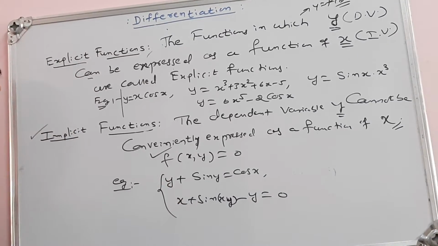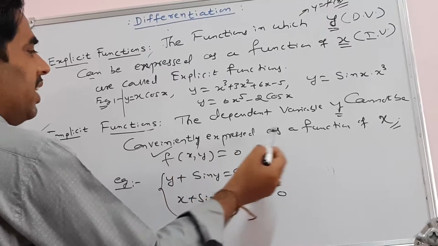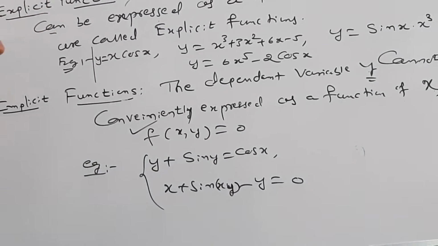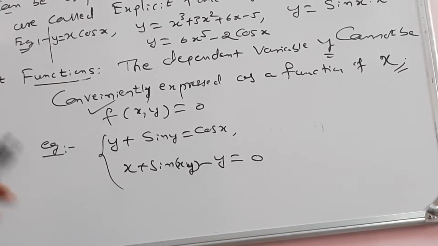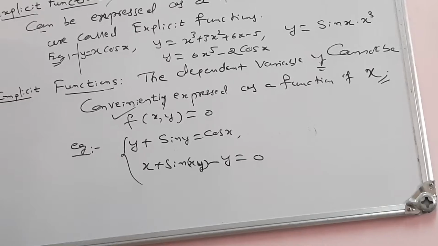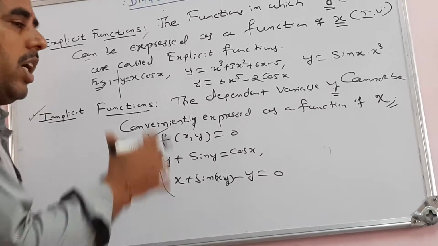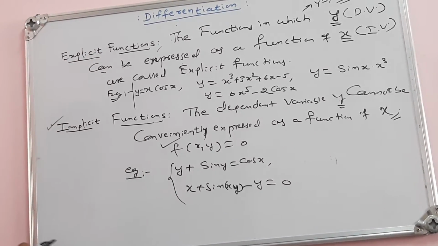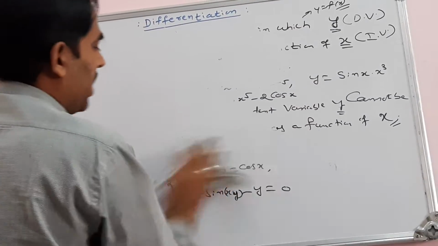See, such type of examples are functions in which the dependent variable cannot be conveniently expressed as a function of the independent variable x. So these types of functions are called implicit functions. In this session, let us learn how to differentiate implicit functions. I will consider some of the implicit functions, and let us see how to find the derivatives of implicit functions. Let me start by considering one of the examples.